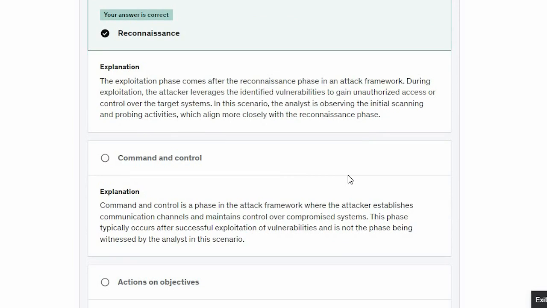Answer number 2, reconnaissance, or B. The exploitation phase comes after the reconnaissance phase in an attack framework. During exploitation, the attacker leverages the identified vulnerability to gain unauthorized access or control over the target system. In this scenario, the analyst is observing the initial scanning and probing activities, which align more closely with the reconnaissance phase. So reconnaissance is the correct answer for this scenario.